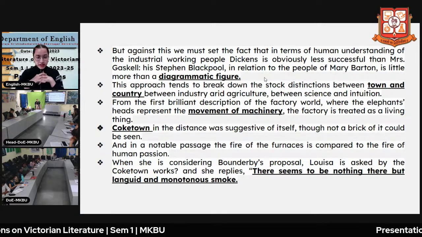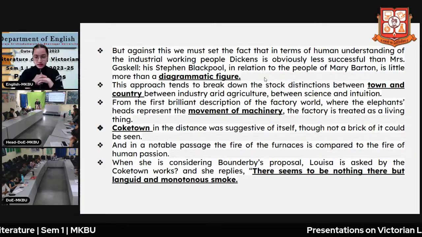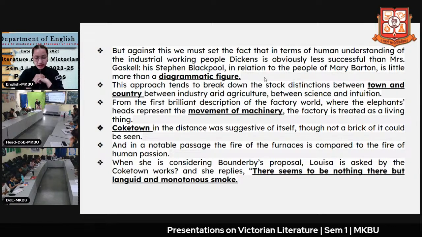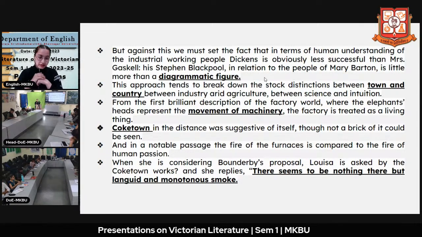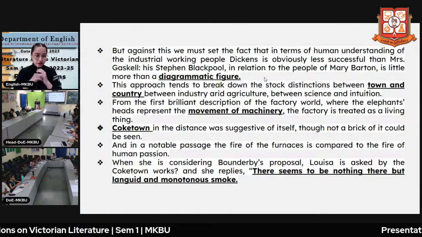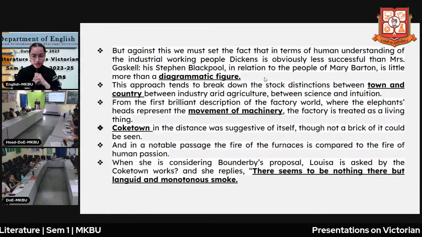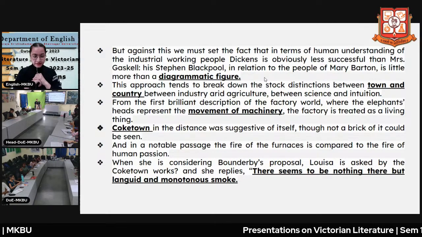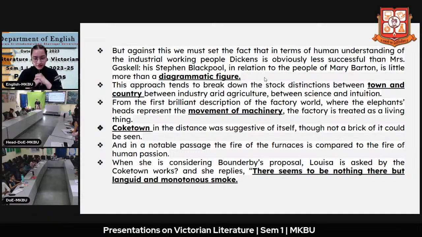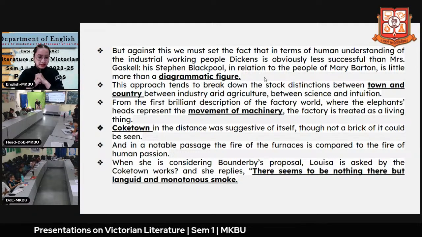This approach tends to break down the stark distinctions between town and country, between industry and culture, agriculture, between science and institution. From the first brilliant description of the factory world, where the elephants' heads represent the movement of machinery, the factory is treated as a living thing.